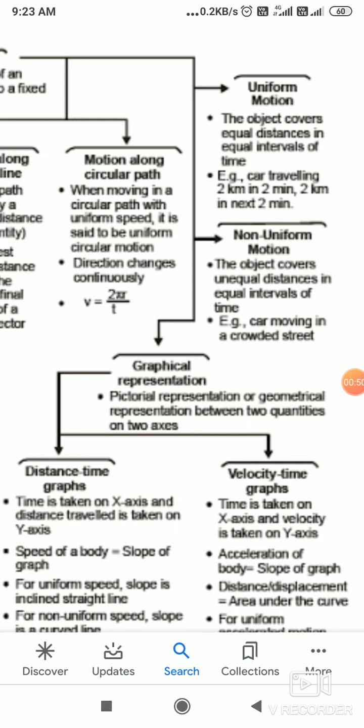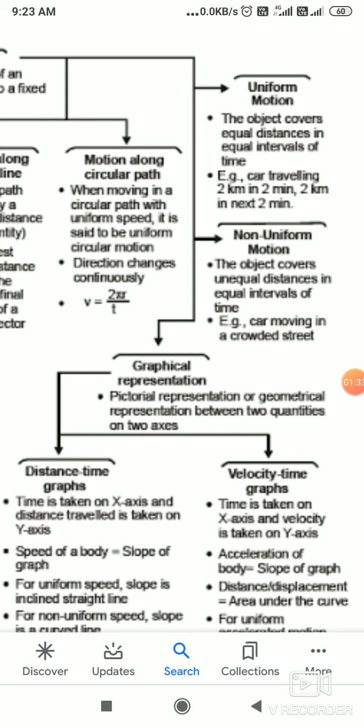Similarly, if an object covers unequal distance in unequal intervals of time, or equal distance in unequal intervals of time, these are all examples of non-uniform motion. For example, a car moving in a crowded street. Sometimes the car accelerates and then is retarded again, or its velocity increases and its velocity decreases, and so this is normally non-uniform motion.